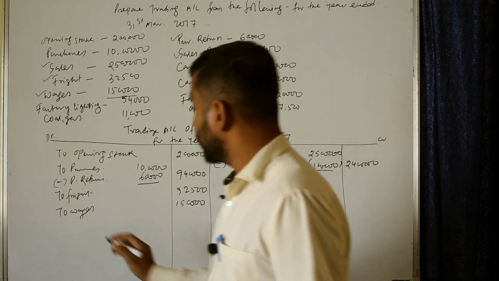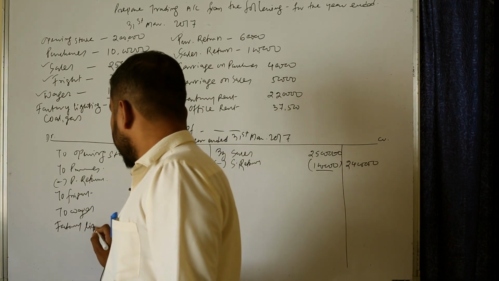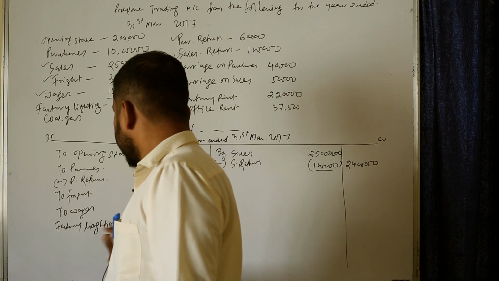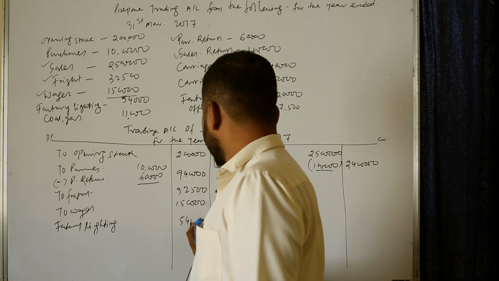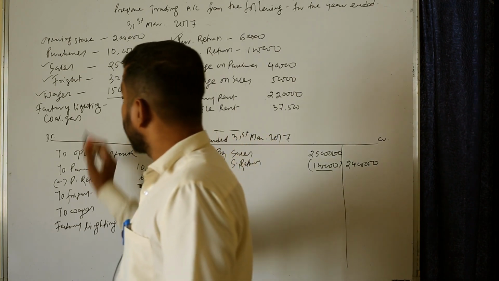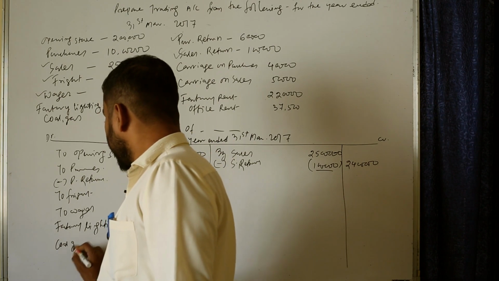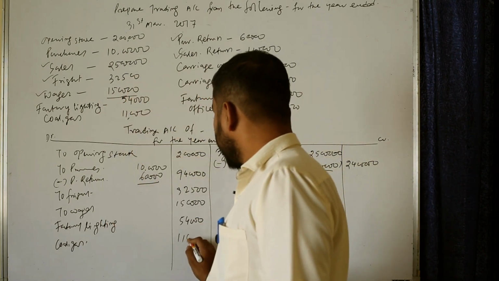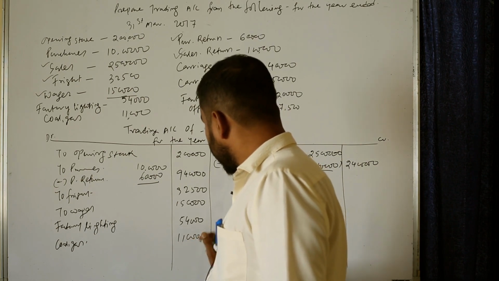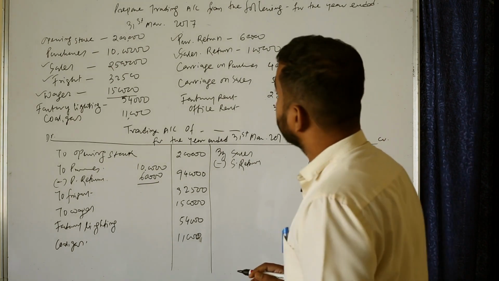Factory lighting. You know that any factory expenses will come there. Factory lighting, 54,000. Apart from this, coal, gas, water, anything given there is also a trading account expense. So 11,000 I have taken here.